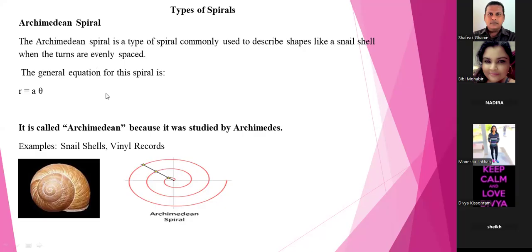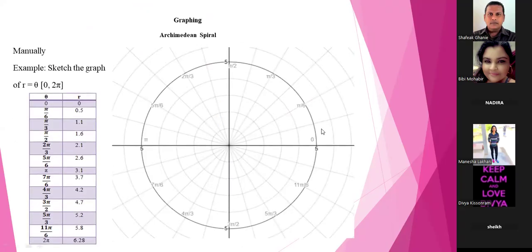Now the general equation for the spiral, we have r is equal to a theta. It is called the Archimedean spiral because it was studied by Archimedes. And here we have some examples. We have the snail shell here, and this here is how it looks. Now, the r will be the distance from the center to any point on the spiral here. So this line here will be the r.